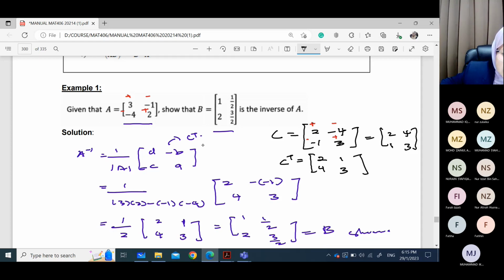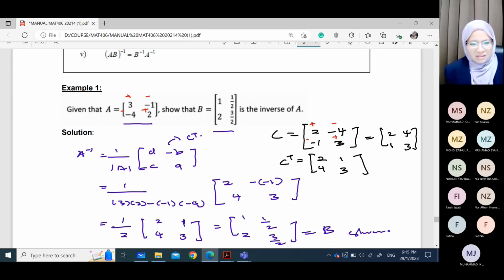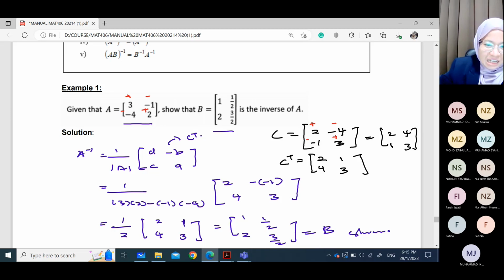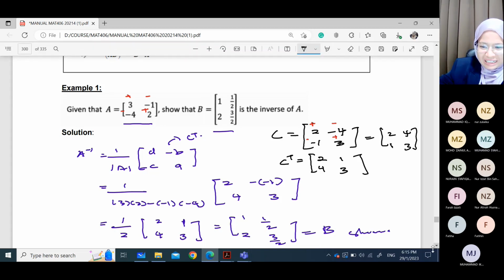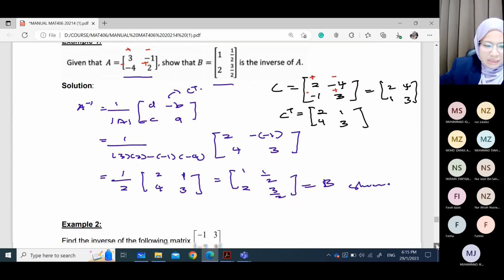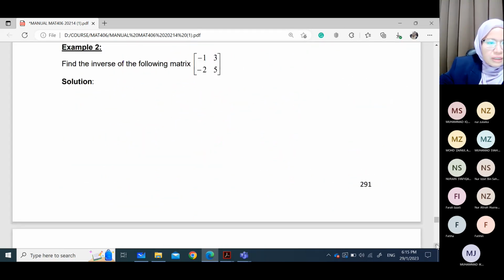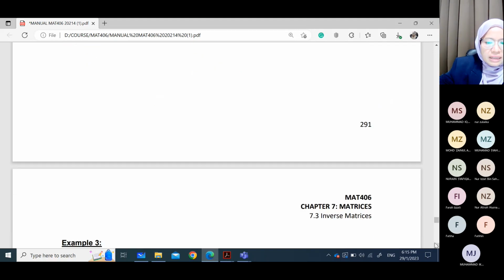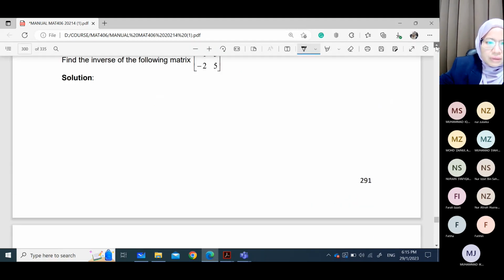Sebab tu kita dapat formula yang ini. So this one is about CT. Faham tak? Jelas tak? Jelas. Faham. Okay. Right. So ini adalah A inverse ataupun inverse matrix for 2 by 2 matrix. Ini pun sama jugalah. Alright. So next, ada soalan tak sebelum kita tengok 3 by 3 matrix?